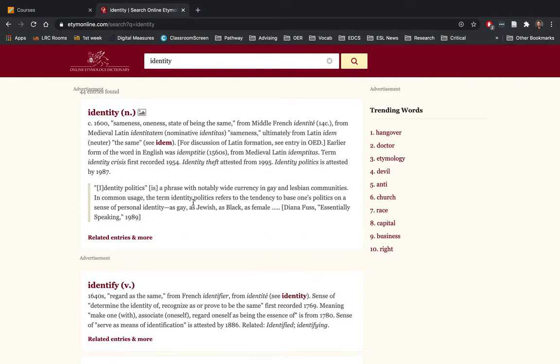And then there's a nice quote here. "Identity politics is a phrase with notably wide currency in gay and lesbian communities. In common usage, the term identity politics refers to the tendency to base one's politics on a sense of personal identity, as gay, as Jewish, as black, as female." These quotes are really nice because they'll help you better understand particularly some of these specific phrases or uses of the word that we're learning.